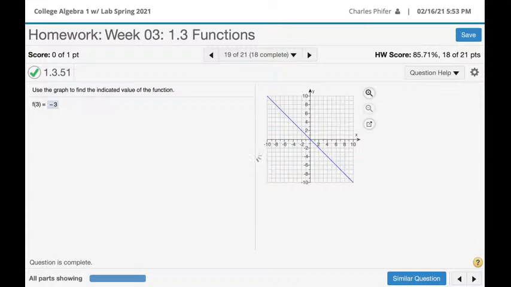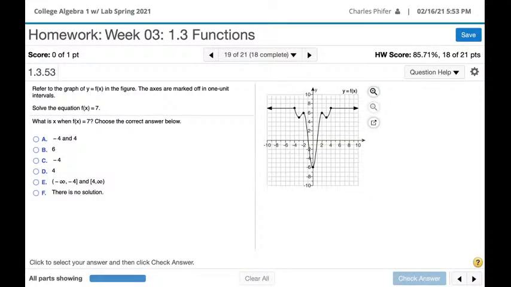Refer to the graph and the figure. The axes are marked off in 1 unit intervals. What is x when y is 7? So y equals 7 is here. So the far left is -infinity up until 4, and then from 4 to infinity. So if x is any of these numbers, the output, the y value, is 7. So I will go with E.